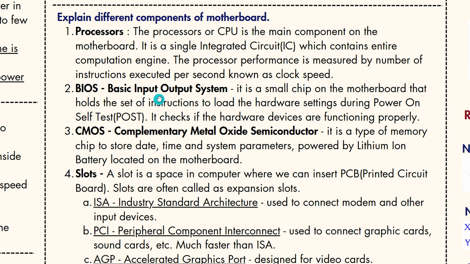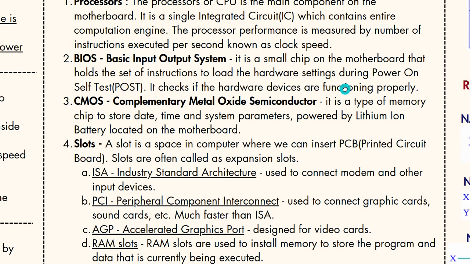The processor performance is measured by the number of instructions executed per second, known as clock speed. Next is basic input output system, BIOS. It is a small chip on the motherboard that holds the set of instructions to load the hardware settings during power on self test, or POST. It checks if the hardware devices are functioning properly.